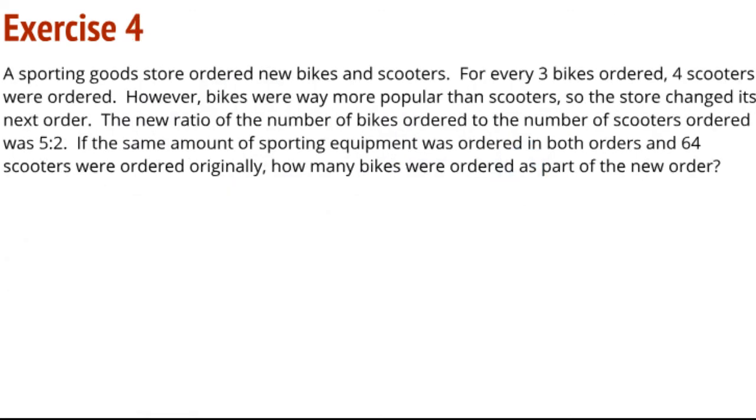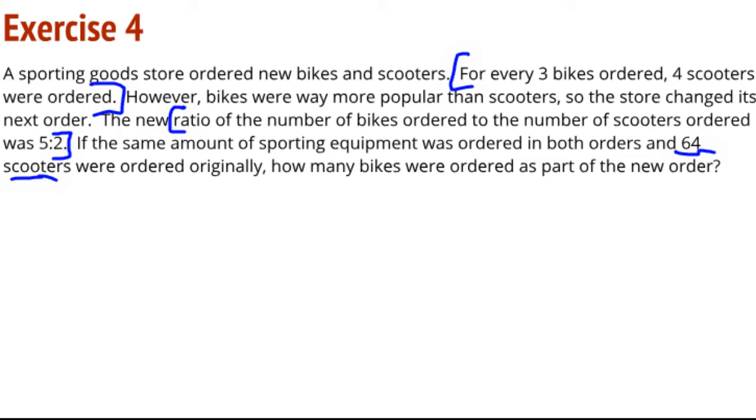All right, exercise 3. The sporting goods store ordered new bikes and scooters. For every 3 bikes they ordered, 4 scooters were ordered. I just keep seeing this ratio language. However, bikes were way more popular than scooters. So the store changed its next order. The new ratio of the number of bikes ordered to the number of scooters was 5 to 2. So if they ordered the same total number of bikes and scooters, and they originally ordered 64 scooters, how many bikes were ordered as part of the new order?